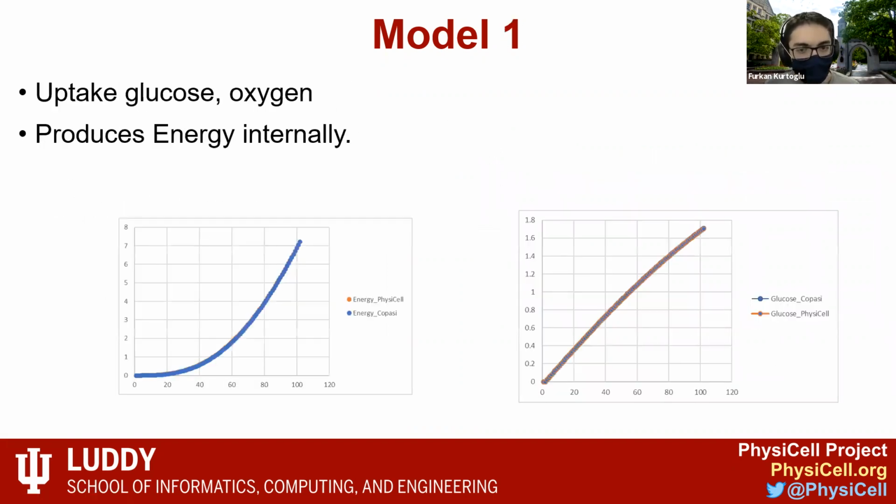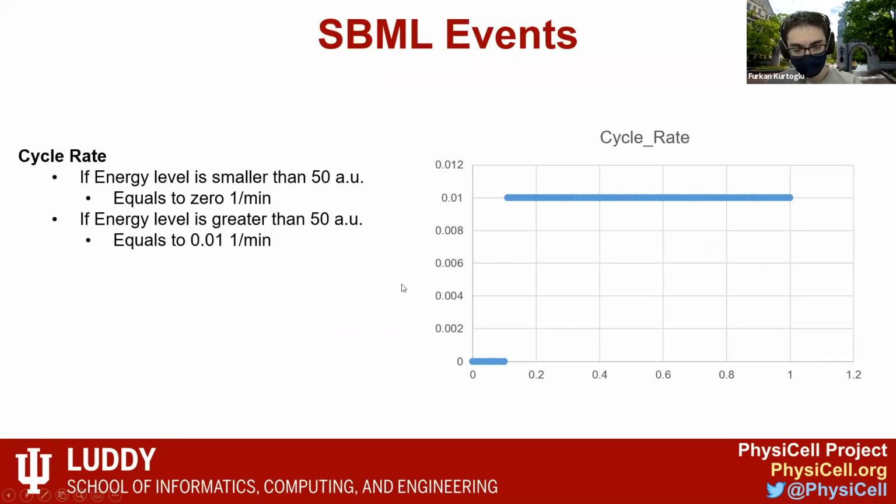In the second model, or model 1, there is an uptake of glucose and oxygen, and it produces energy internally. Again, it gives the same results as Copasi and PhysiCell. So one cool thing starts here. What I did in the SBML is you can set some events. It's again a feature in SBML. I will show it in Copasi.